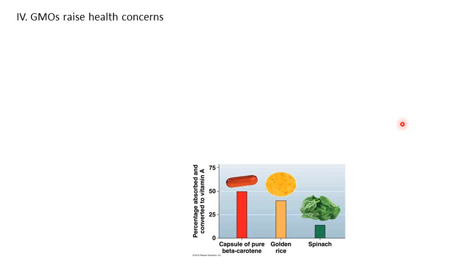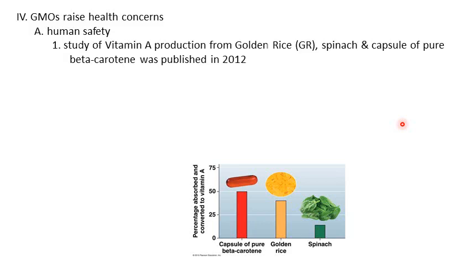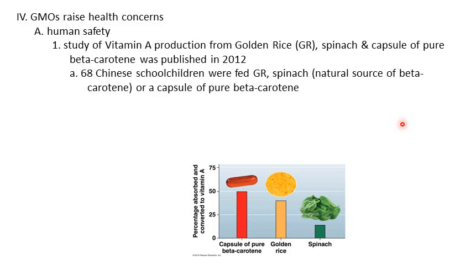But there are certainly some who are concerned about GMOs and about their safety. So there was a study that was done of the vitamin A production from the golden rice that we just mentioned a bit ago, and they also compared the percentage of absorbed and converted beta-carotene to vitamin A between golden rice, spinach, and a capsule of pure beta-carotene. And this was published back in 2012.